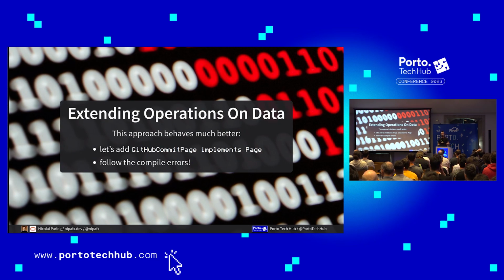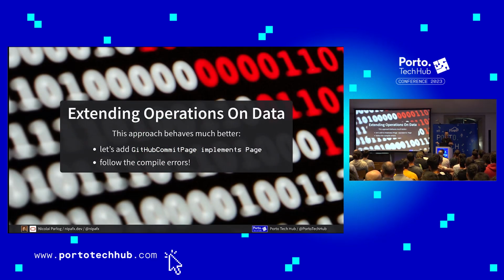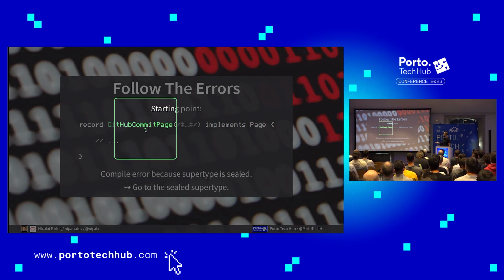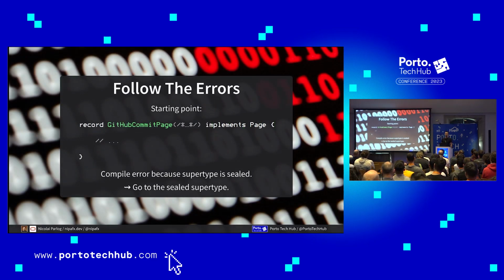Okay, so let's do this. Let's add the GitHub commit page that implements page. We realized GitHub has more pages, there's issues and pull requests, and they also have commit pages. Let's add this here, and now let's follow the compiler errors. The first compiler error is here. The commit page record that we're creating, which says implements page, immediately gets a compile error because the compiler says, wait, that type is sealed. Can't actually do that.